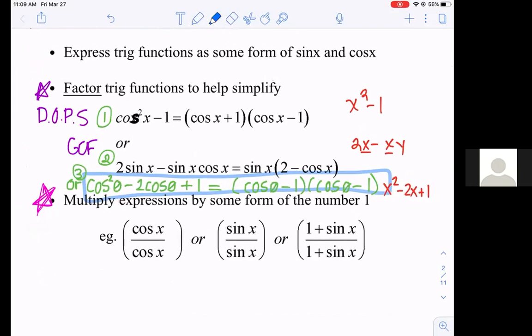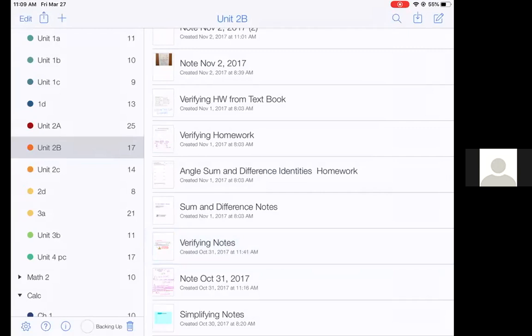All right, so let's get into it. I'm just going to do a couple of examples and then I'm going to tell you guys what your homework is.